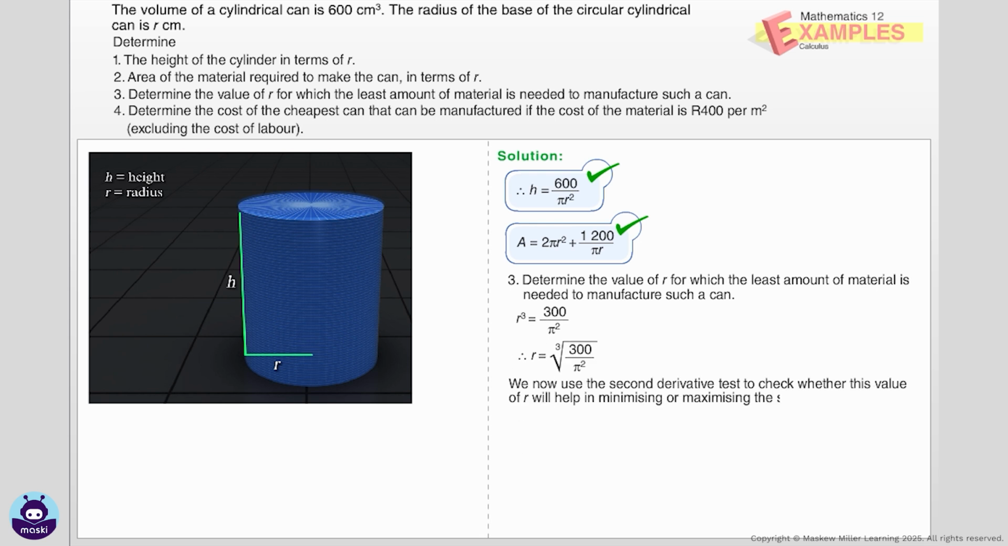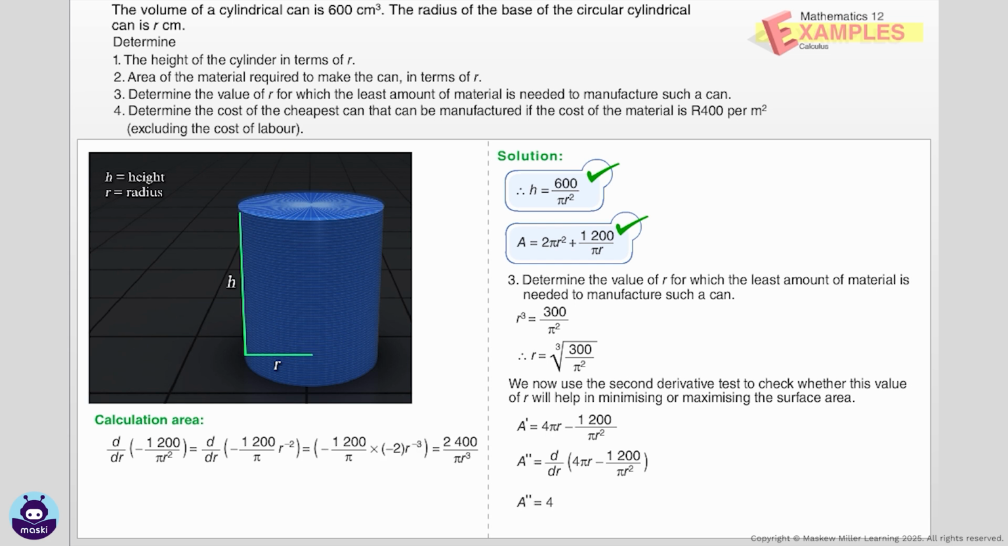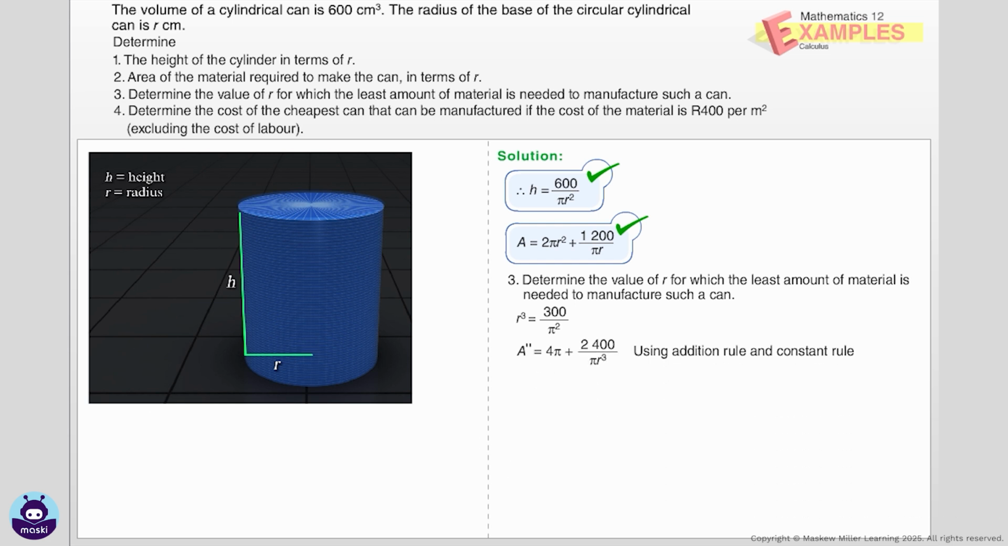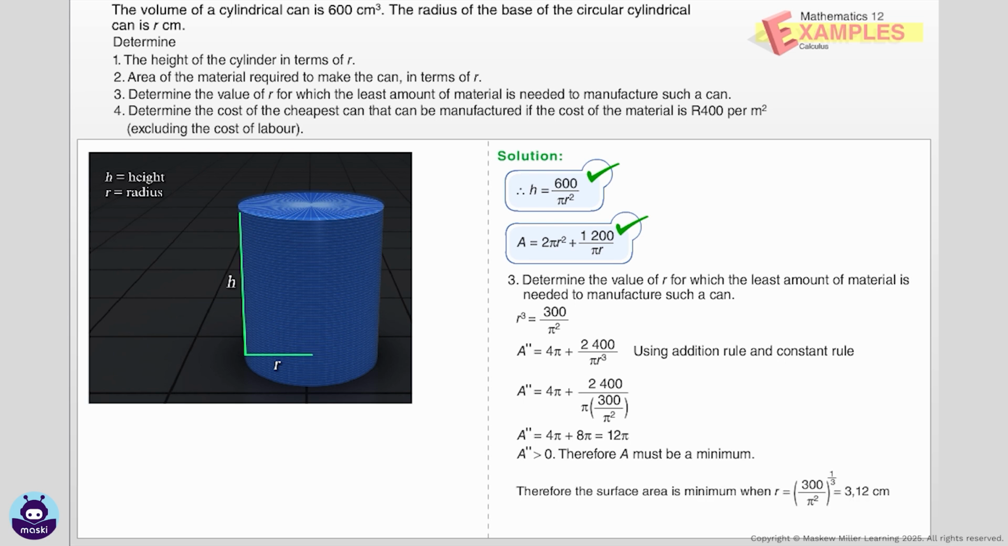We now use the second derivative test to check whether this value of r will help in minimizing or maximizing the surface area. A dashed equals 4 pi r minus 1200 over pi r square. A double dashed equals d over dr, 4 pi r minus 1200 over pi r square. Substituting the value of r cube in this equation, we get A double dashed greater than 0, therefore A must be a minimum. Therefore the surface area is minimum when r equals cube root of 300 over pi square equals 3,12 centimeter.